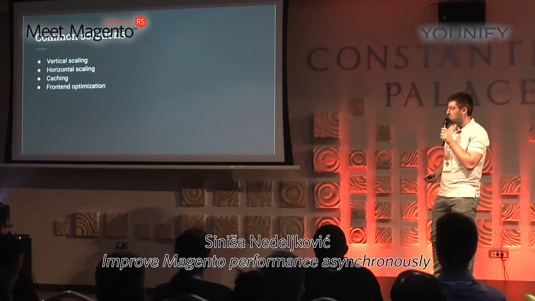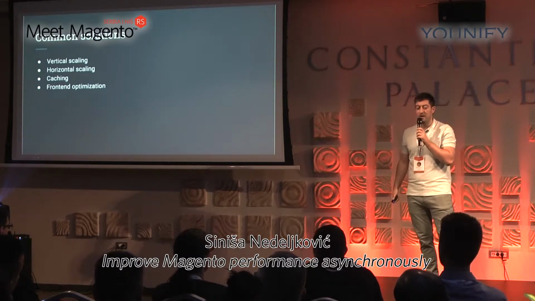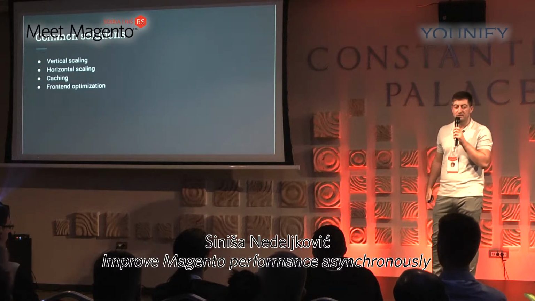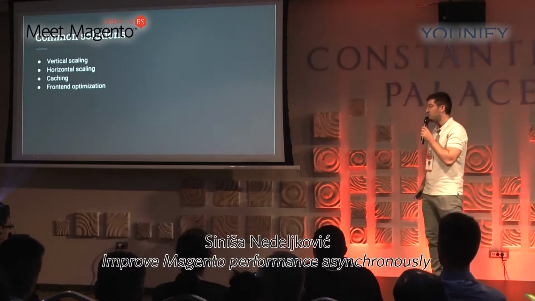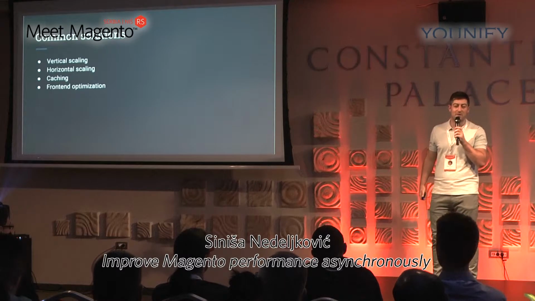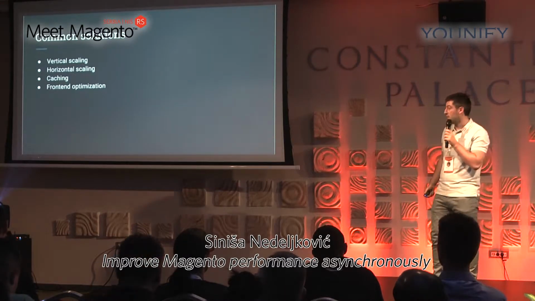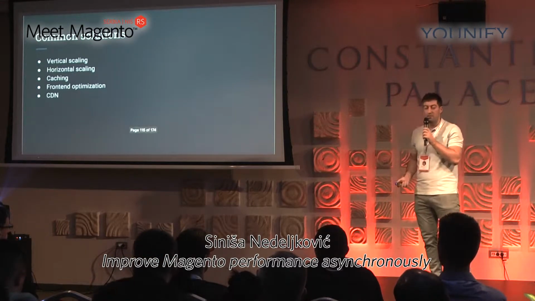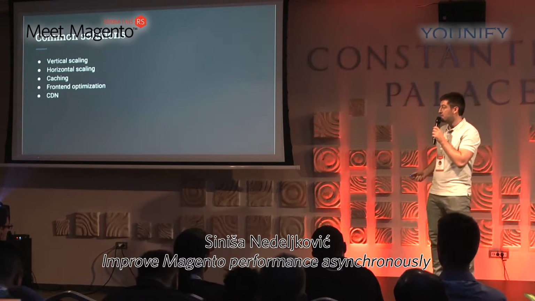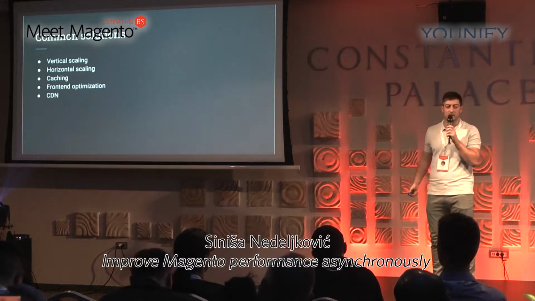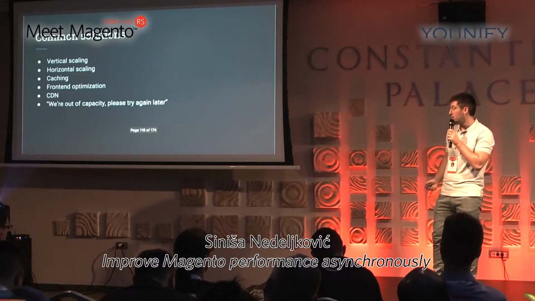Front-end optimization could be, for example, minimizing JavaScript and CSS files, deferring execution of JavaScript, then optimizing content above the fold, etc. And a CDN for faster serving of images and static assets to the customer.